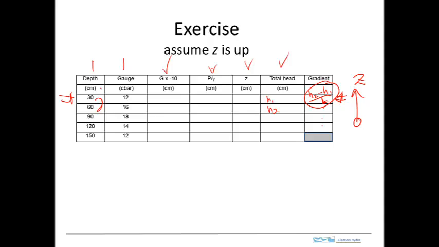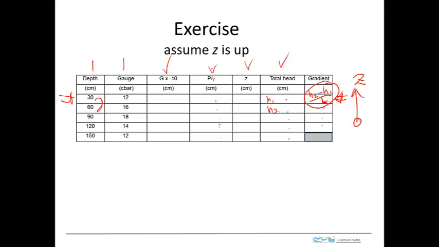We can do a couple of things though before we get there. We can just look at the list of the total head, and we can see where the highest hydraulic head is and where the lowest, and we know that the flow is going to be from highest to lowest, so we can get the direction of flow just from looking at the relative magnitudes of the hydraulic head. We can also look at the relative magnitudes of the pressure head.